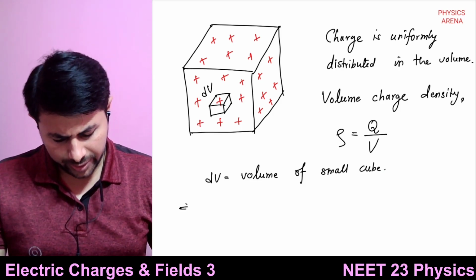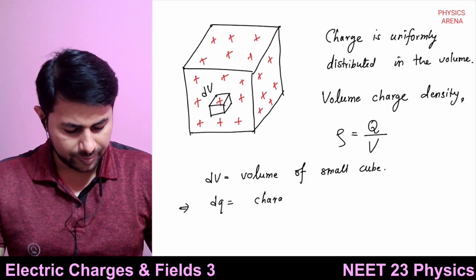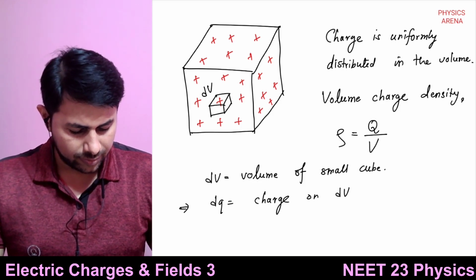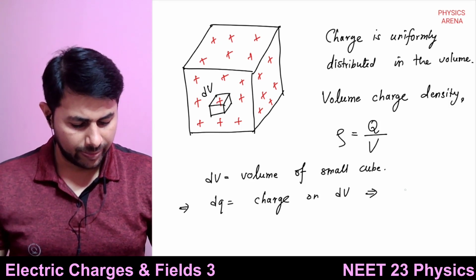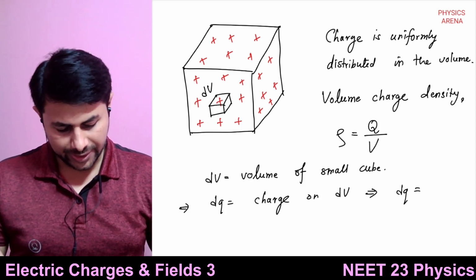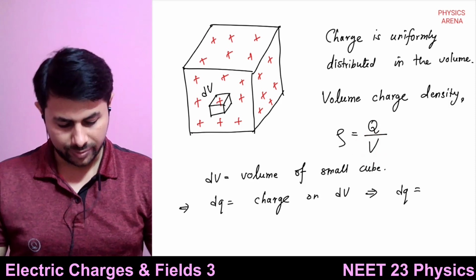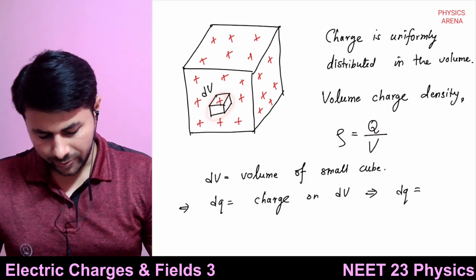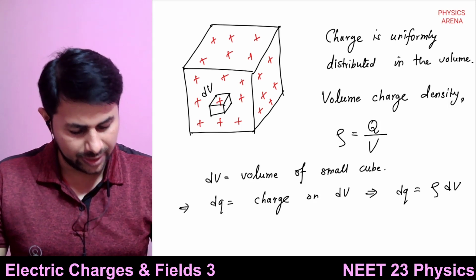Then dq is suppose the charge on dV. So we can find out dq. dq will be just equal to what? The volume charge density multiplied by the volume of this section. So it is rho multiplied by dV.